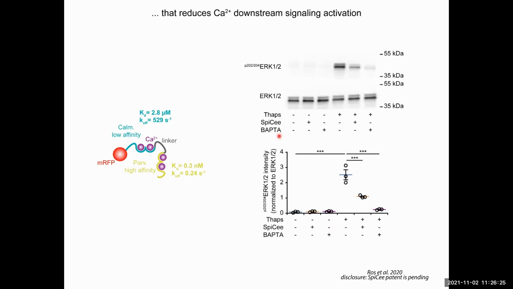Like spongy, SPICY is sufficient to prevent the phosphorylation of the downstream effector, and here it's ERK. So ERK is phosphorylated downstream of thapsigargin stimulation. And this phosphorylation is reduced when SPICY is expressed. It's not as efficient as BAPTA, this line here, but still reduces the phosphorylation of ERK.